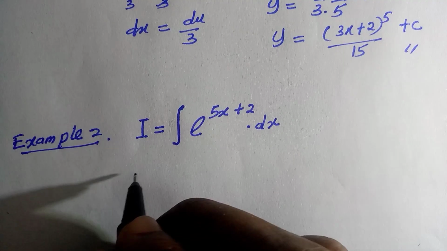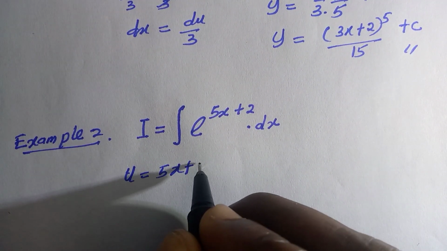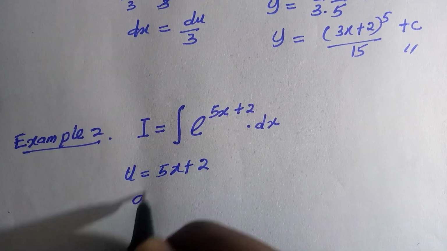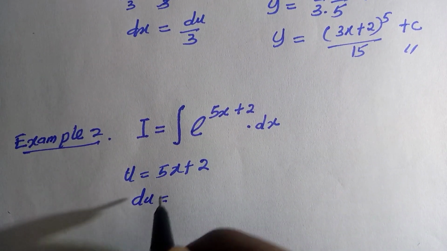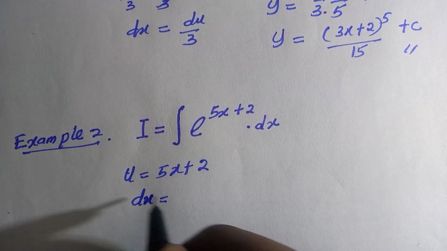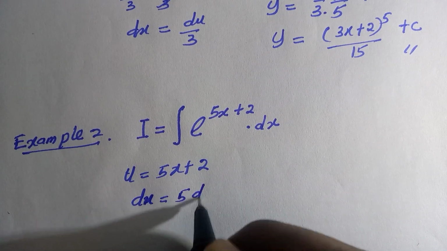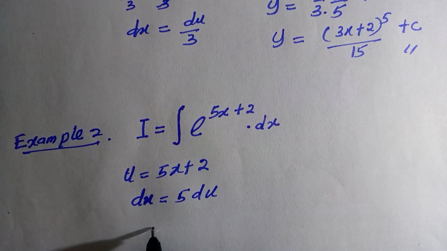And let's see the second example. You see that the power of this one is 1, all right? So we let it be u, and by doing that, we have u equals 5x plus 2, and we differentiate. We are going to have this as 5 dx, sorry, yes, du equals 5 dx, all right?